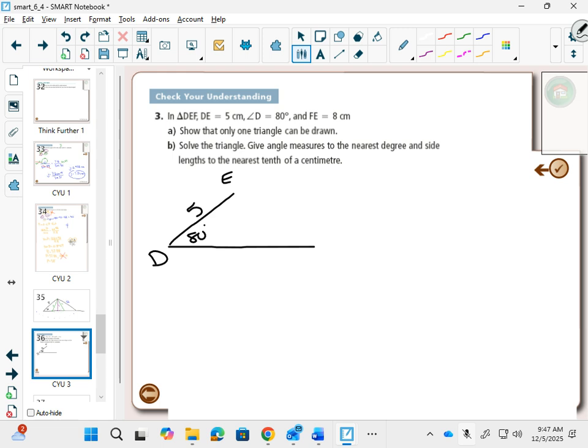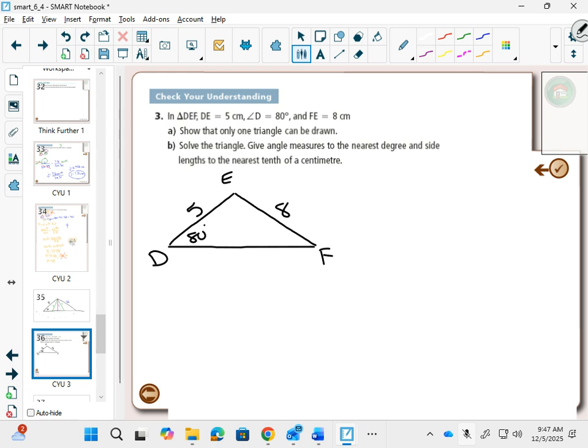If F is 8, is this one triangle or possibly the ambiguous case? It's only one. So I only have to draw this one. I know there's only going to be one because that opposite side is 8. We're going to see it when we do our math. Okay? Why only one triangle could be solved.